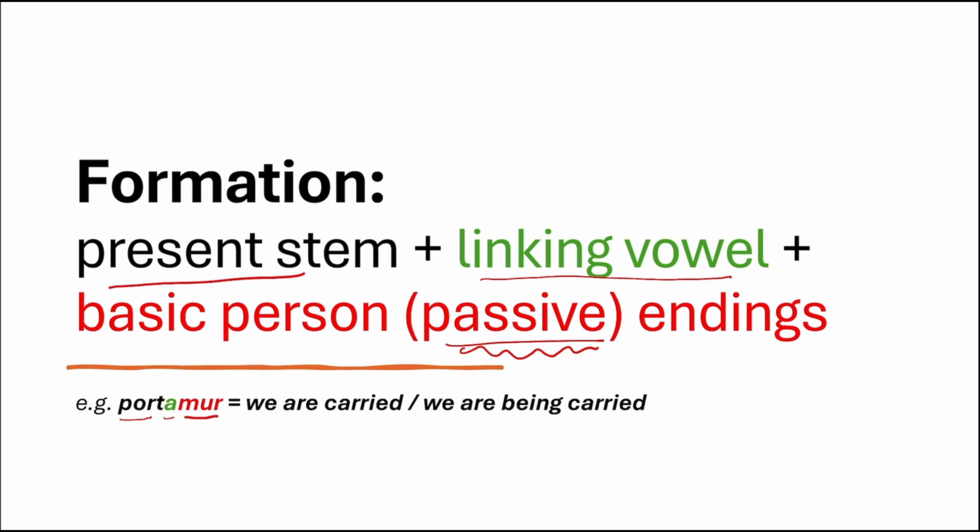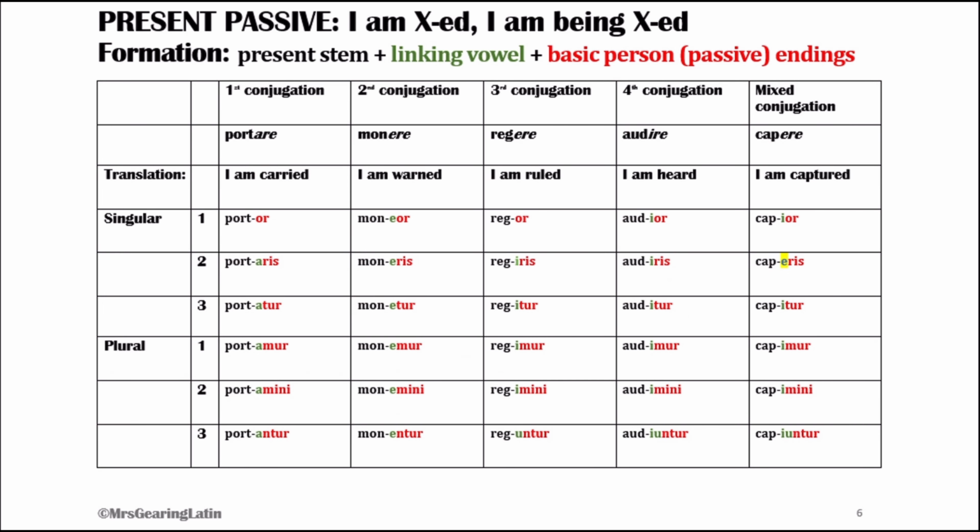So let's have a look at the whole table. The only thing to really remind ourselves of here is that while we say it's the linking vowel and r, in the first person singular, you have this o or the whole way through. The o is quite easy to forget. And in the first conjugation, it feels like it should be an a before the r, but it is not. In your first conjugation, it becomes portor, I am carried, amor, I am loved, vocor, I am called. So all those kind of things.